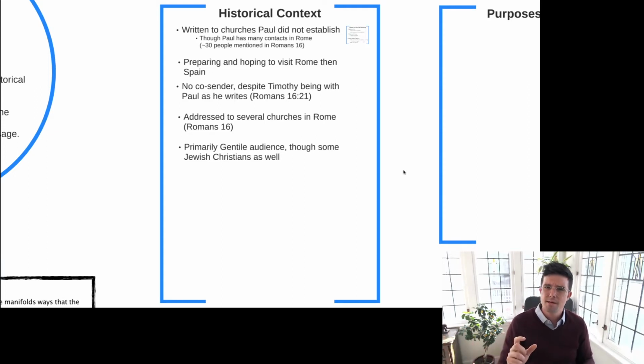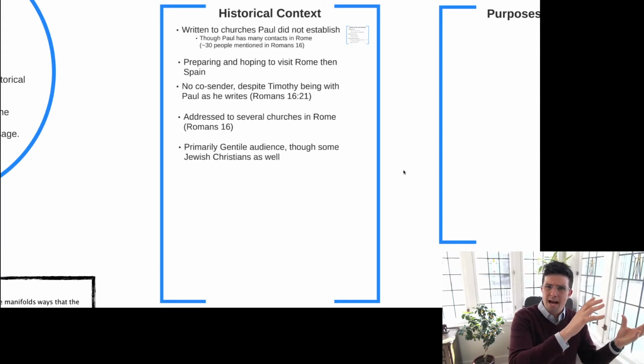And it seems to have something to do with the fact that Paul is really trying to present himself to the Romans. He doesn't want to present himself and someone else. He wants to present himself and his theology for one reason or another. And we'll see what some of those potential reasons are in just a moment when we talk about the purposes of Romans.